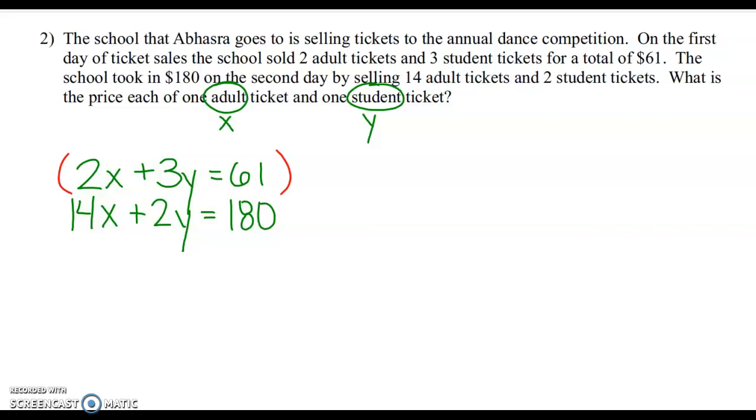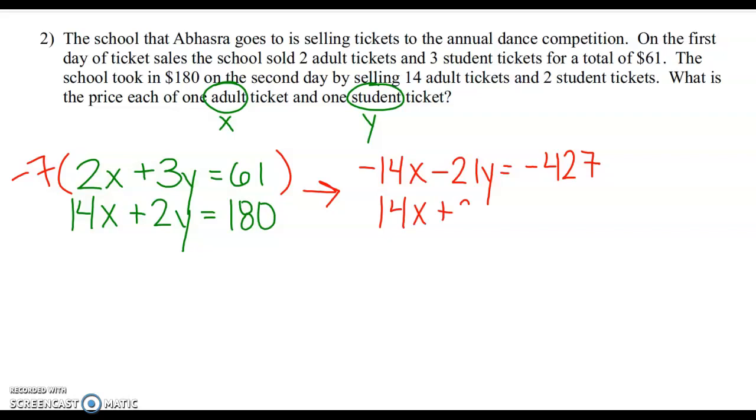So I know the opposite of 14 is negative 14, so I can multiply the top equation by negative 7. So negative 7 times 2x is negative 14x. Negative 7 times 3y is negative 21y. And negative 7 times 61 is negative 427. Keeping the bottom one at 14x plus 2y equals 180. So I can see I got the opposites that I need in order to use elimination.